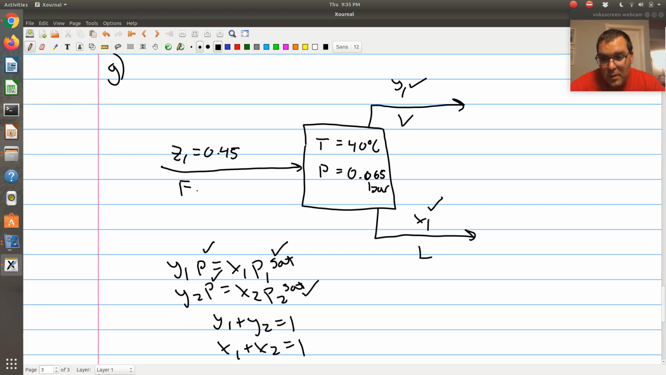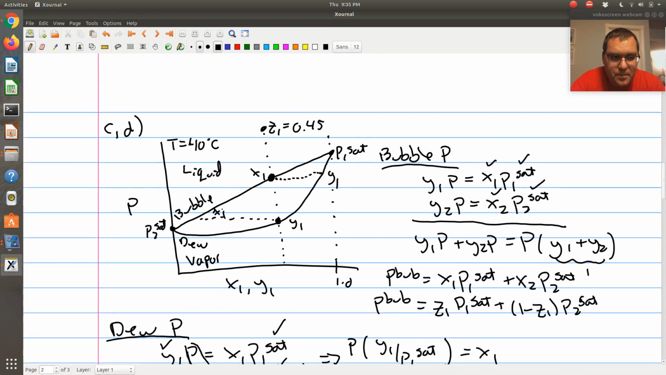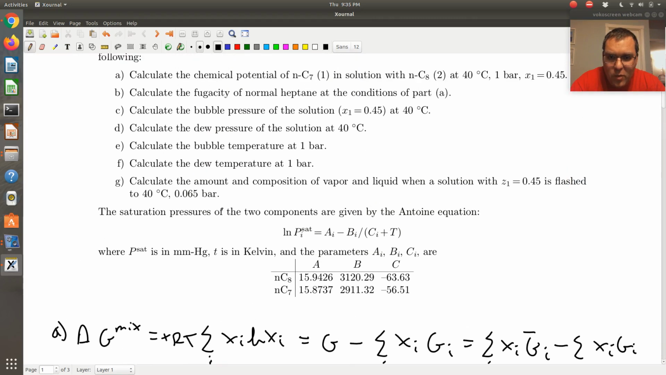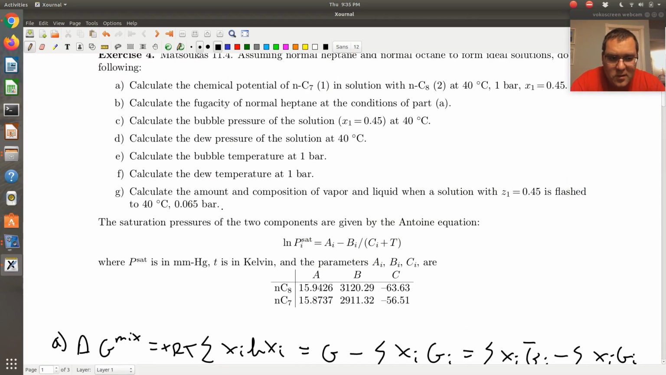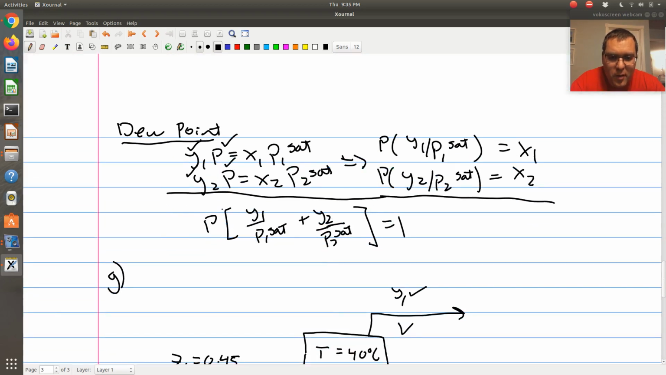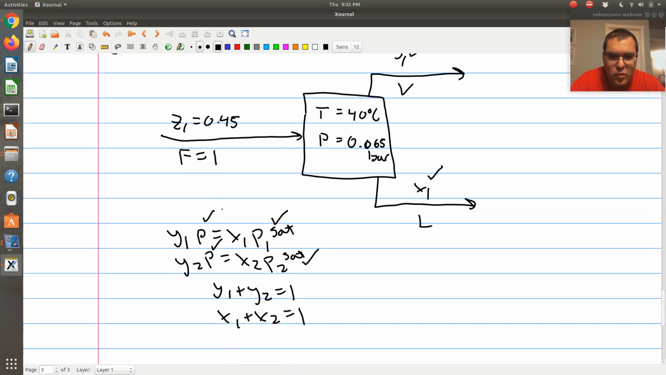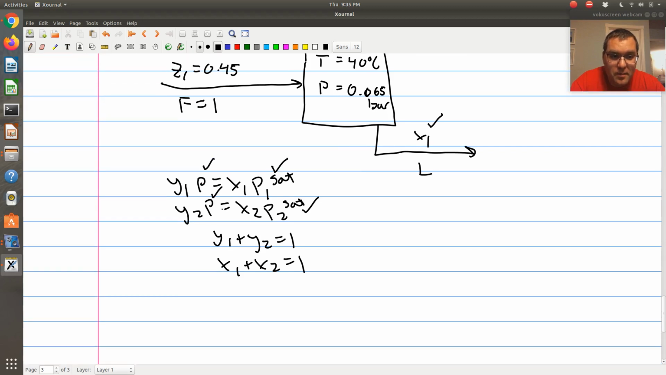And so what the book typically does, and they don't mention it, which is kind of frustrating, is you have to assume a basis. So basically, just assume that F is equal to 1. If we assume F is 1, we can calculate V and L relative to 1. So it'll be relative amounts of V and L. We'll assume that F is 1, and we'll calculate V and L. It would be the fraction vaporized and fraction remaining liquid relative to what went in. So we just assume F is 1. The V and L we just get from mass balance.